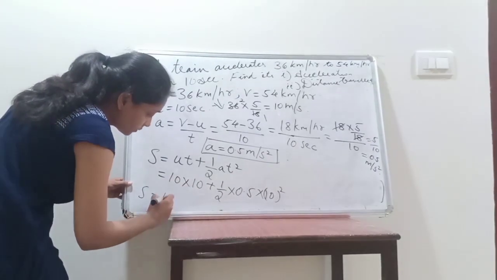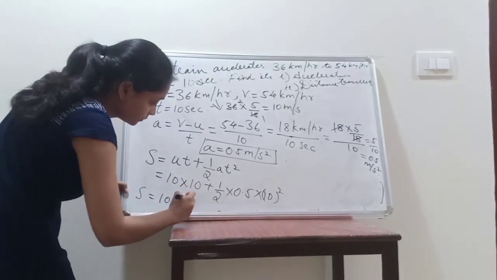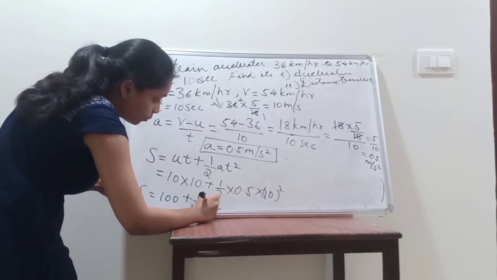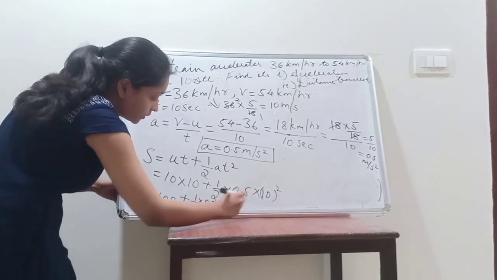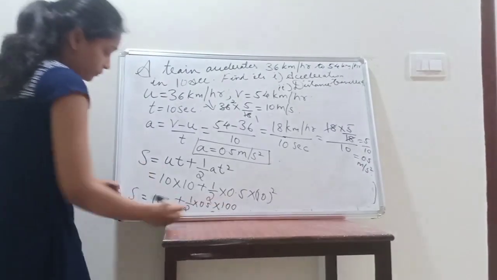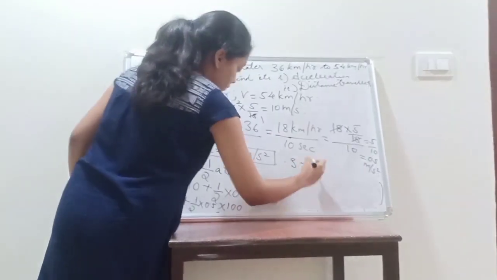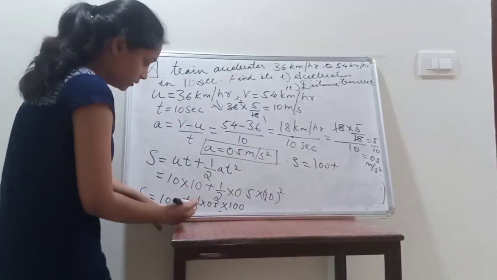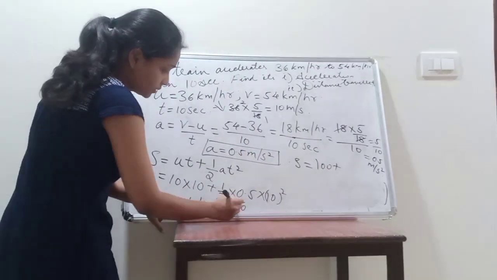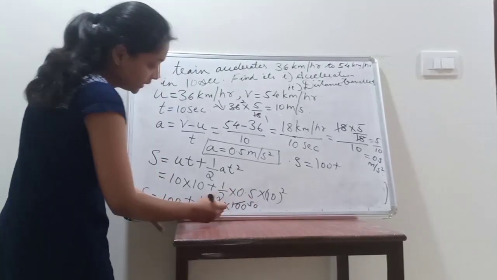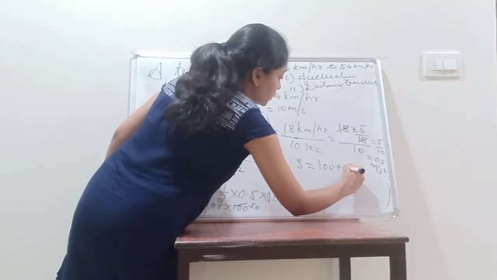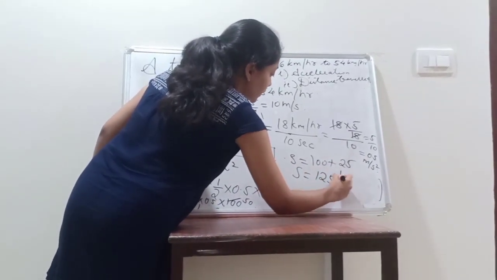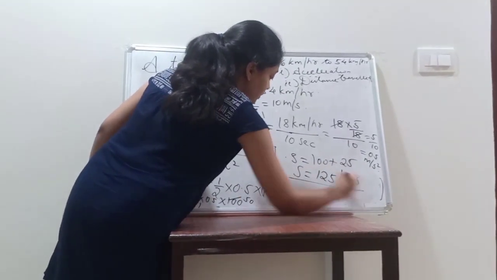This will be 100 plus half into 0.5 into 100. So 100 plus, 2 ones are 2, 2 50s, 50 into 0.5 is 25. So the displacement will be 125 meters.